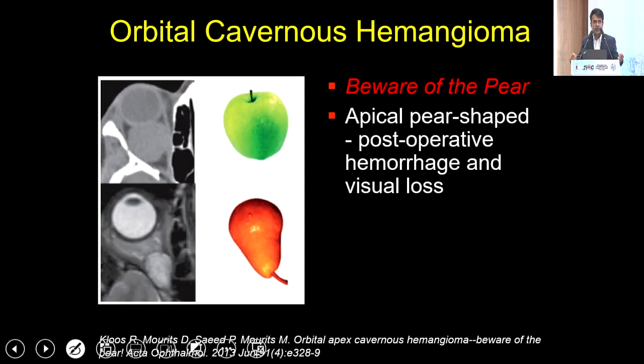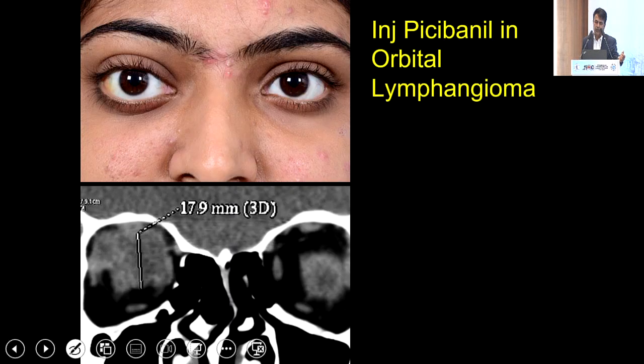So the current concept is, if a tumor is in the shape of a pear, if it is impinging on the superior orbital fissure and the orbital apex, you may not want to surgically operate and consider other alternative modalities. Now, some patients we deal with only injections.